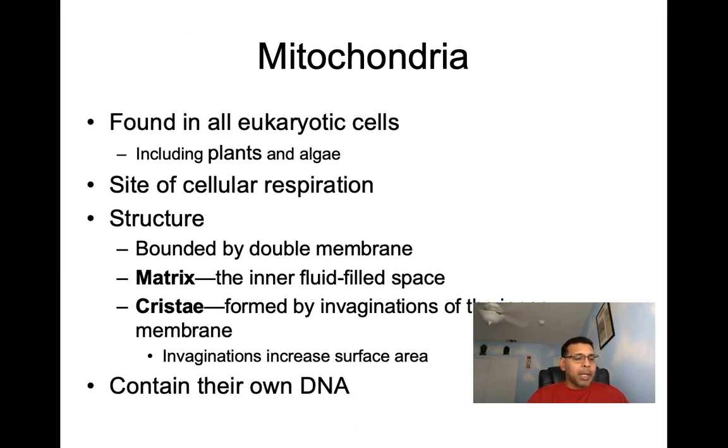Now, when we go through and talk mitochondria, we've found them in all eukaryotic cells. Site of cellular respiration, we said. Bounded by a double membrane, we saw there. It has a matrix, and the cristae, invaginations, help to increase the surface area of that inner membrane. And mitochondria contain their own DNA. Mitochondrial DNA is what it's called.